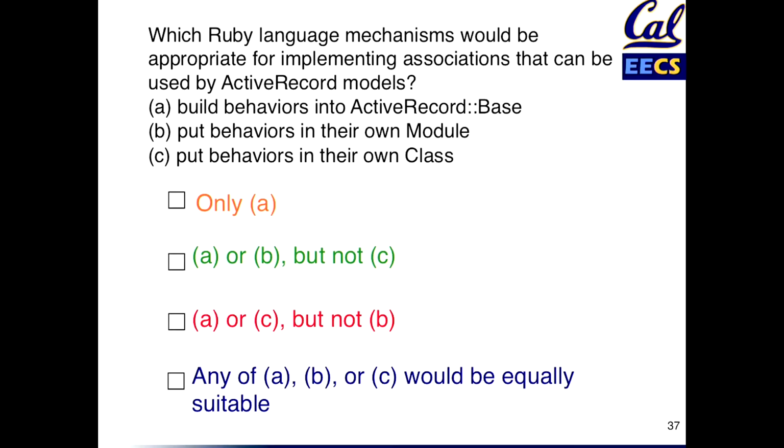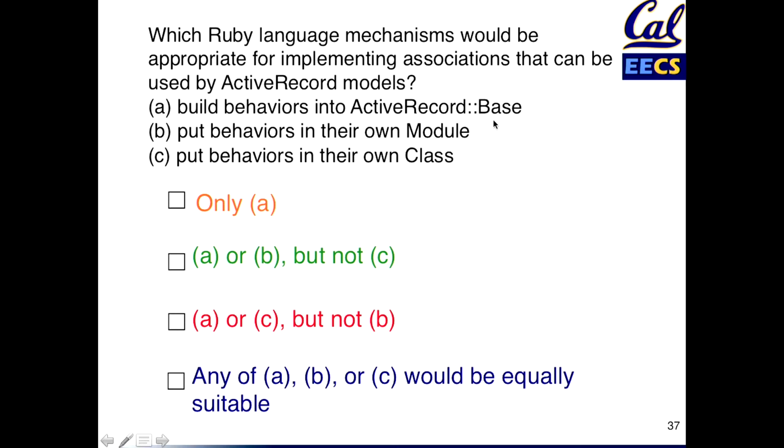Let's do a second vote and a discussion. Second vote. And OK, still a fair amount of disagreement. So let's go through the choices A, B, and C. And for each one of them, we're going to evaluate whether it makes sense to do it this way.